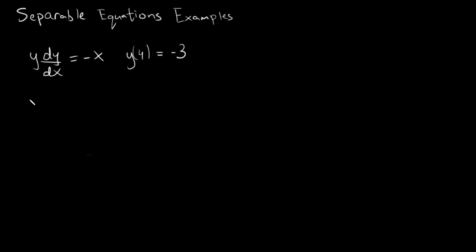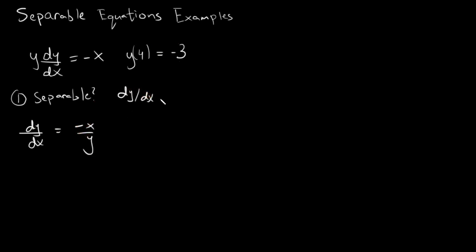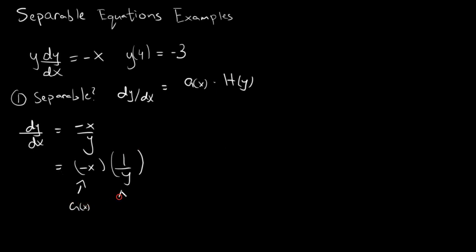So first thing we ask ourselves is, is the equation separable? Let's isolate for dy/dx, and we get negative x over y. Remember, a separable equation has the form dy/dx is equal to g of x times h of y, meaning you can factor all the x's and factor all the y's. So can we do that with this equation? Yes, we can, because we can get negative x over here, and we're left with 1 over y. So this is our g of x, and this is our h of y. So it's separable.